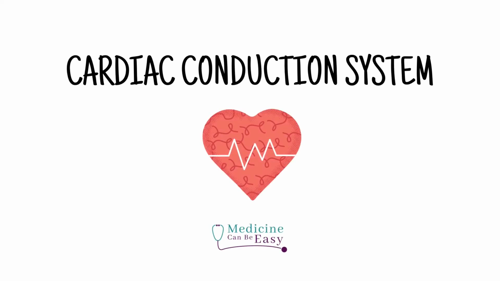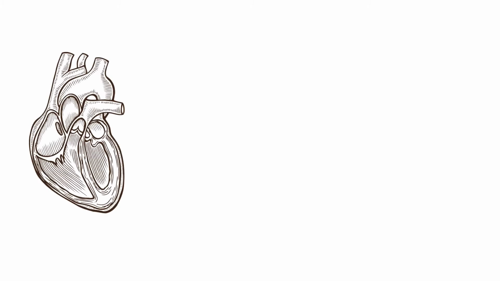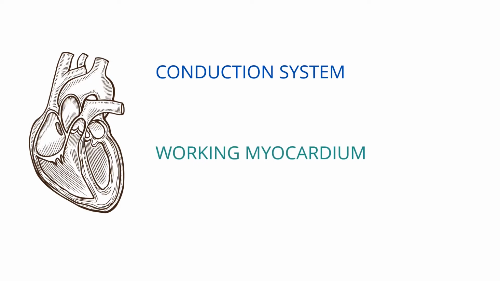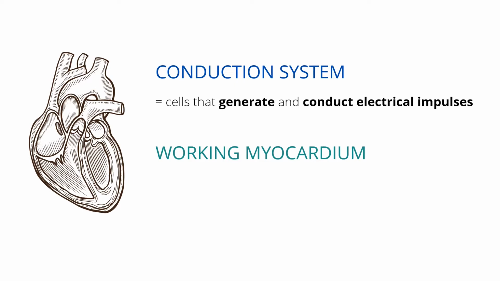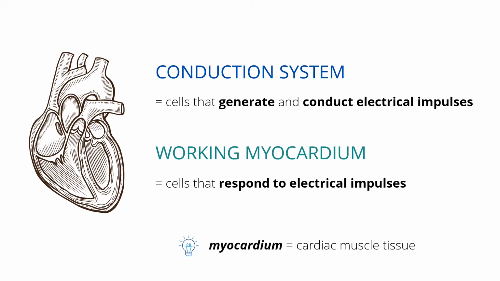In this video, we are going to talk about the heart conduction system. The first thing we should mention is that in the heart, we distinguish two types of cells: cells that form the conduction system and cells that form the working myocardium. The conduction system contains cells that generate and conduct electrical impulses, and we're going to talk about these cells in this video. And then the working myocardium is composed of cells that respond to these electrical impulses. And just to refresh our Latin, myocardium means cardiac muscle tissue.